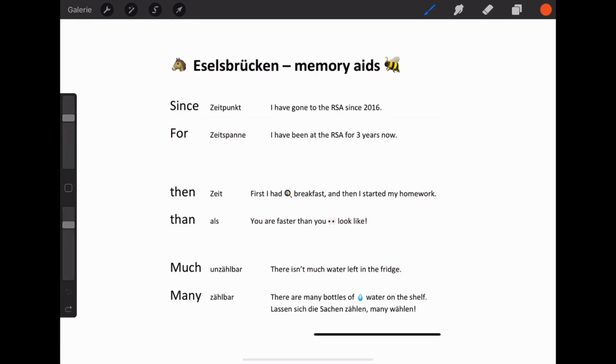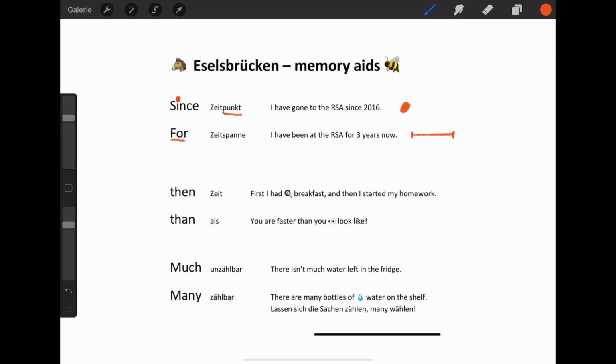The second memory aids are about one letter only. Let's have a look at that. The first one, we have a since, and you have a point here, and that's the solution already. Since ist Zeitpunkt. Now isn't that easy? And then the other one has to be Zeitspanne. Isn't that super cool? So Zeitpunkt, Zeitspanne. Go for the dot, go for the point.